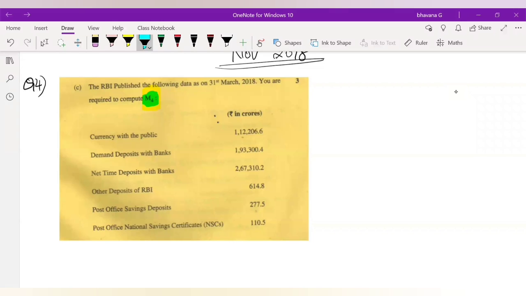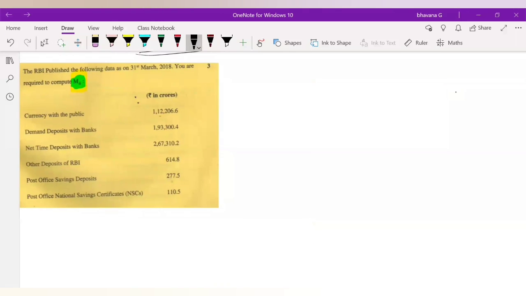Okay. So first we will see what is the formula of M4. We will start from M1. What is the formula of M1? M1 is nothing but your CC plus DD plus other deposits. That is nothing but cash plus demand deposits plus other deposits.